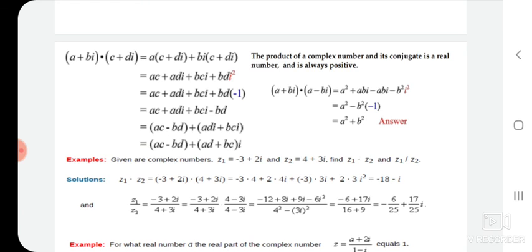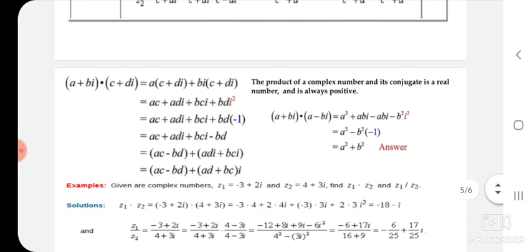Here 4 plus 3i is the denominator quantity, that's why we are multiplying and dividing with the complex conjugate of the denominator quantity, that is 4 minus 3i. If we multiply and simplify, we get minus 6 plus 17i divided by 16 plus 9, which is 25. Therefore, it is equal to minus 6 by 25 plus 17 by 25 i. In this way, we can multiply and divide two complex numbers.